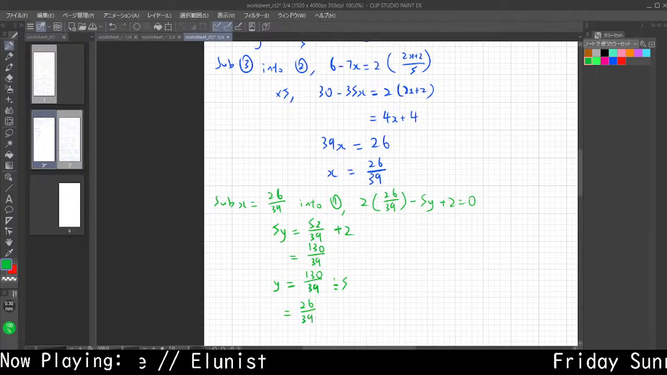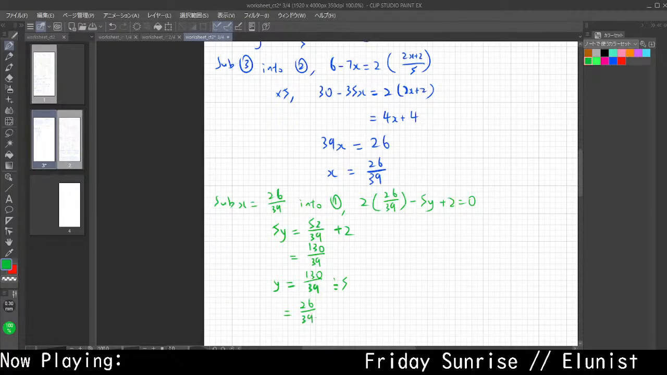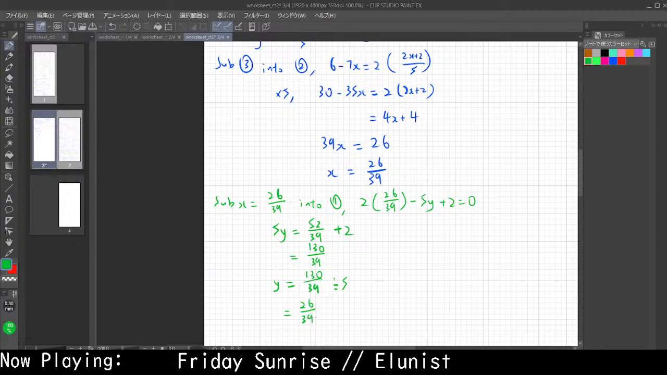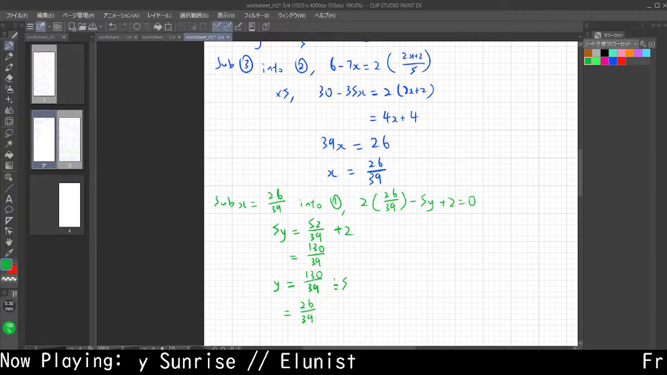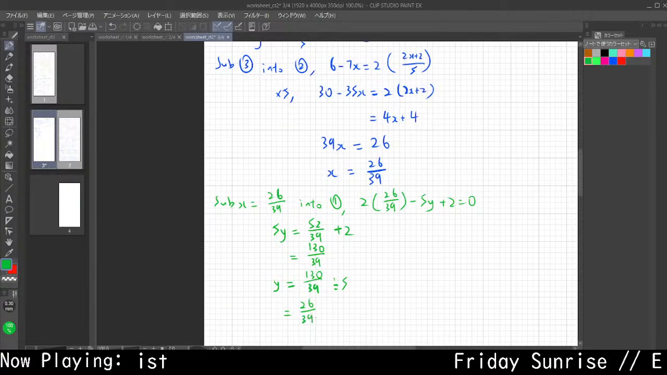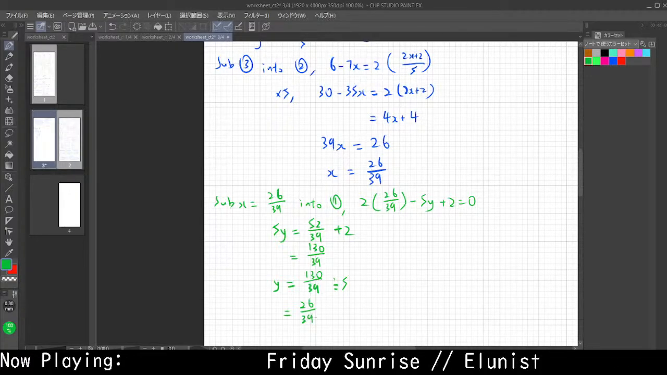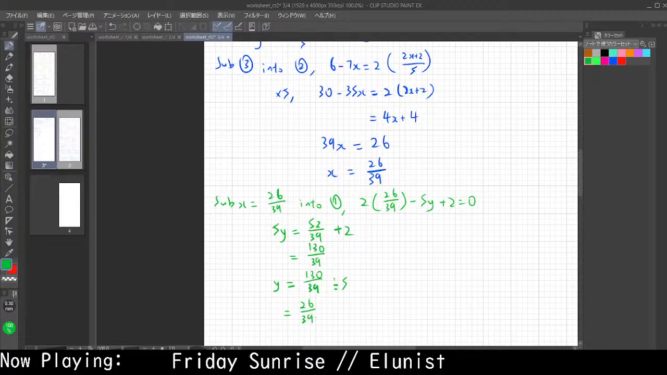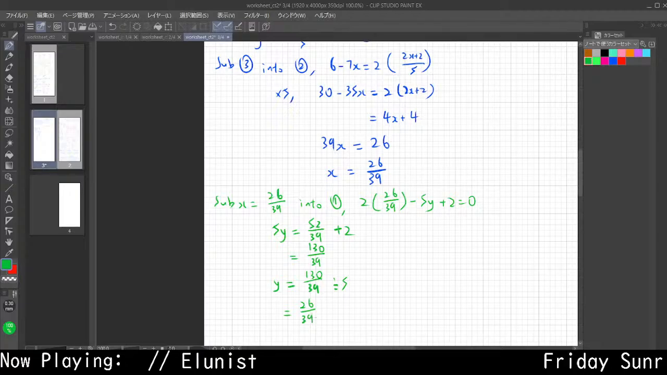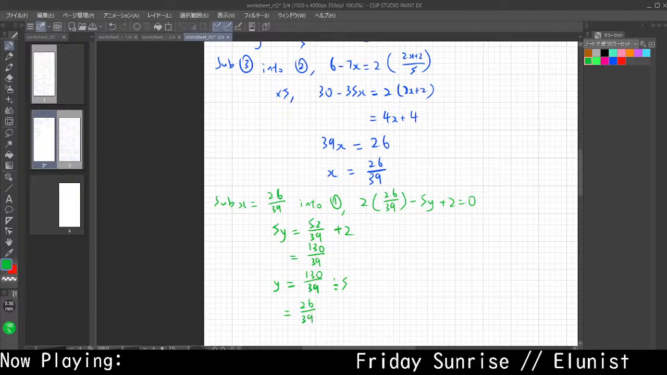Wait. Oh, I did not expect. Did I calculate wrongly? Seventy-eight, 52, 78, 130 divided by 5. Whoa, okay. Okay, it actually is correct for whatever reason.